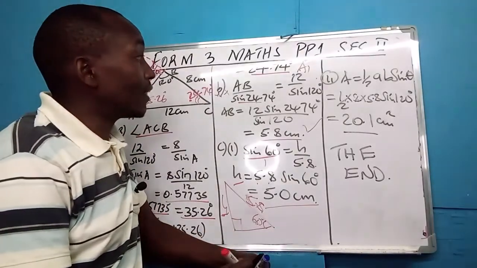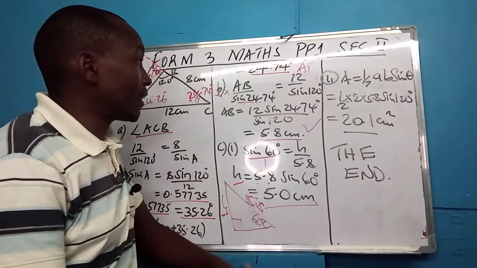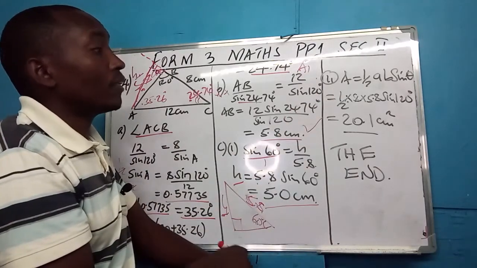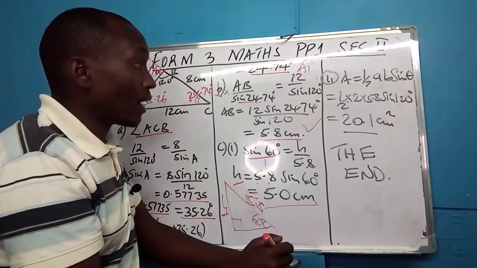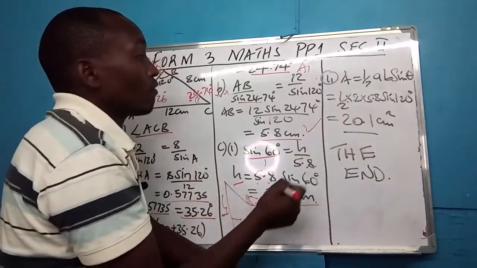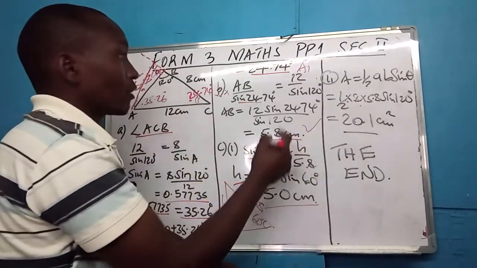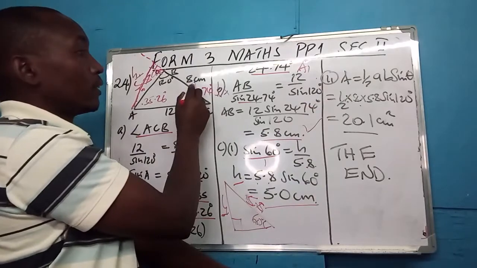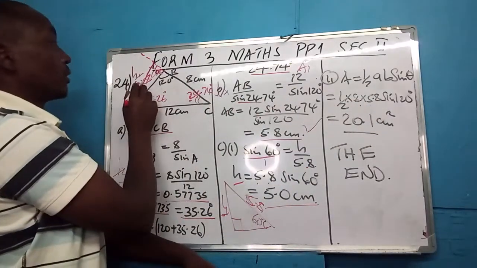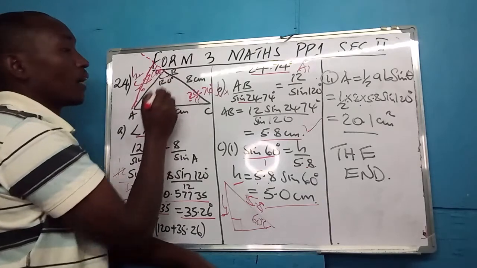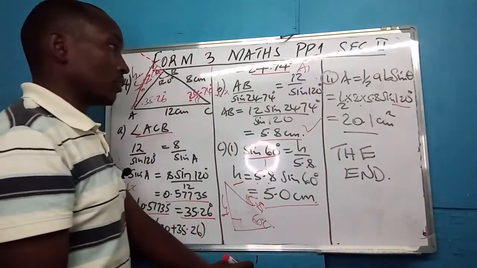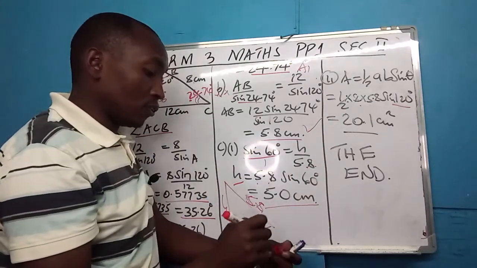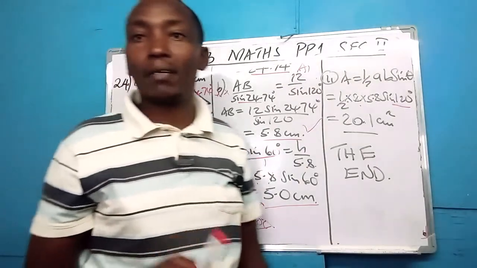Then part 2, you're just supposed to find the area. Now you can use the height you have obtained, or you can use the sine formula, whichever formula you use, provided you end up with the answer. I can decide to use the sine formula: a half AB sine theta. A half of 8 times 5.8, this other side, and then the angle between, that is sine 120. If I multiply that, finally I'll end up with 20.1, again to 1 decimal place.